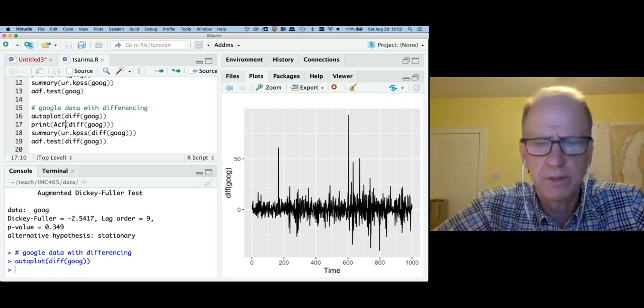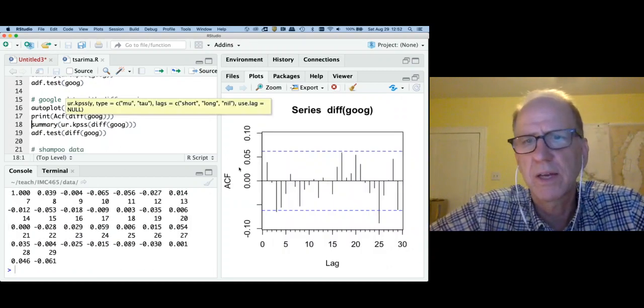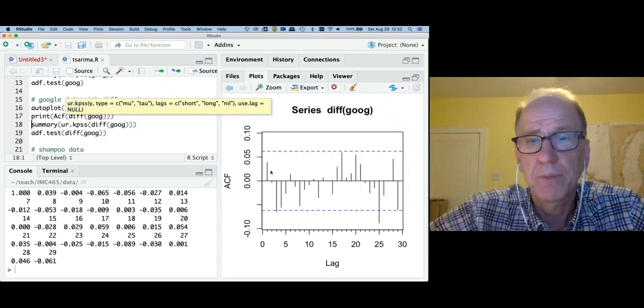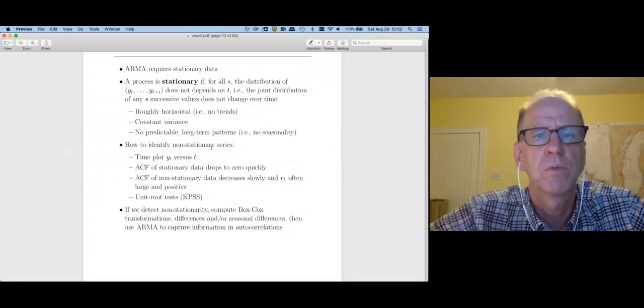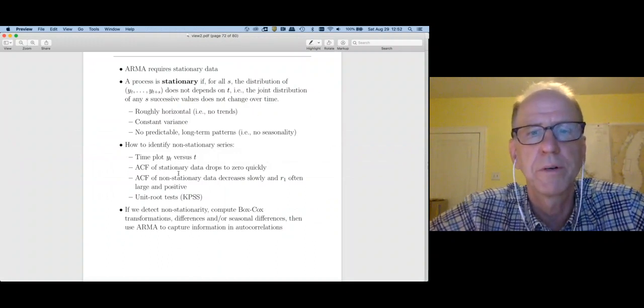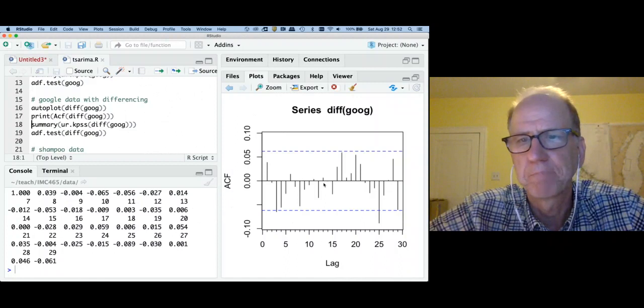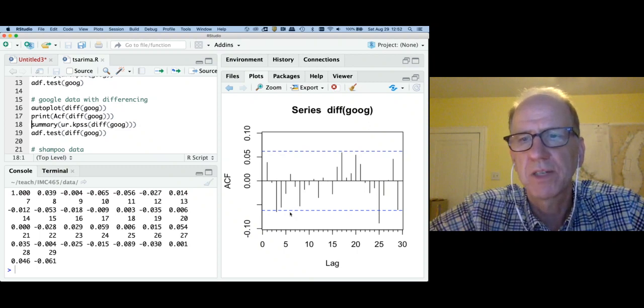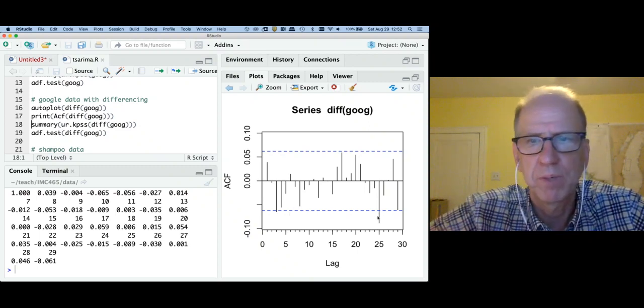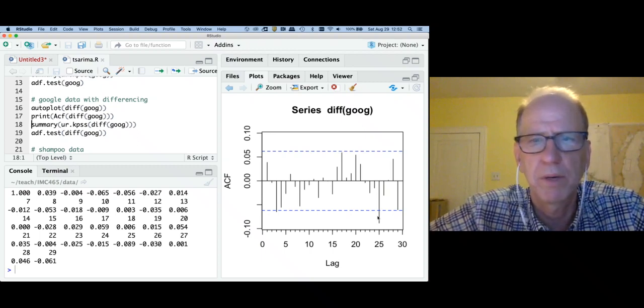But let's go look at our other diagnostics. Remember, if the ACF falls off quickly, so let's go remind ourselves what we're looking for here. The ACF is dropping off quickly. What this is signaling to me is we do have stationarity. Maybe there's a couple values that are just outside the blue lines, but those could just be false positives. I'm not going to worry too much because they're barely outside the blue lines.